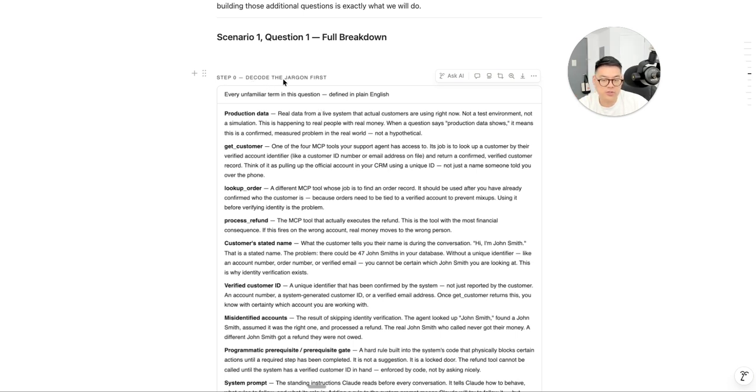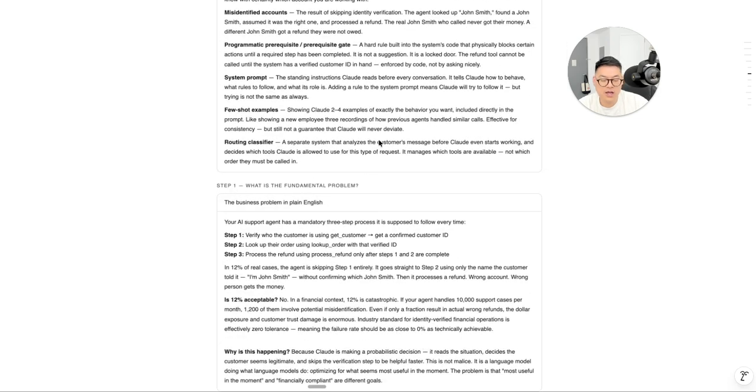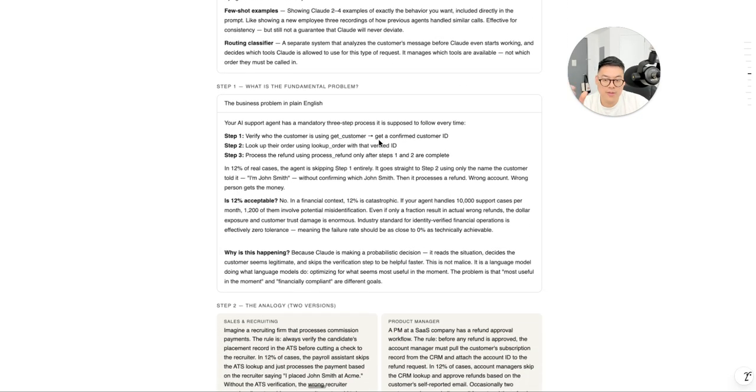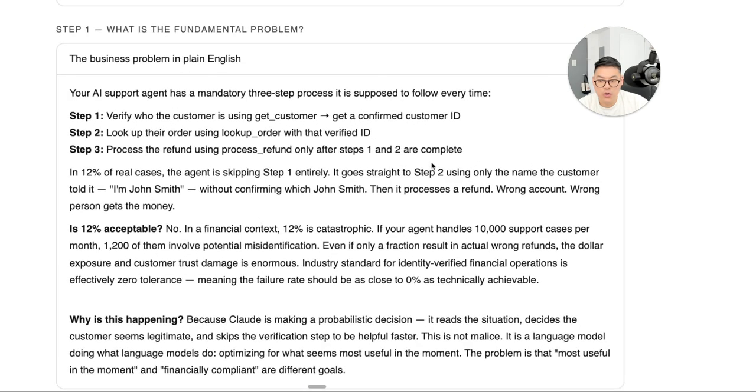So first things first, we need to be able to decode the jargon, which is a part of my prompt. Now that I've decoded it into plain, regular, everyday, normal people English, I'm able to try to understand fundamentally what the problem is. The business problem is your AI support agent has a mandatory three-step process it's supposed to follow every single time to determine whether or not to issue a refund.